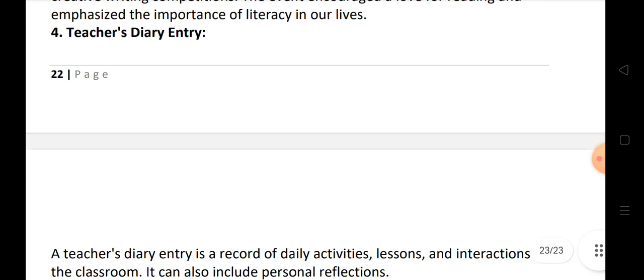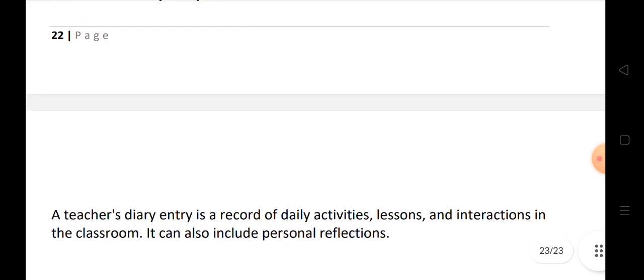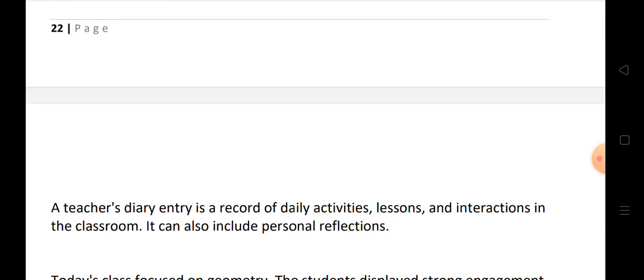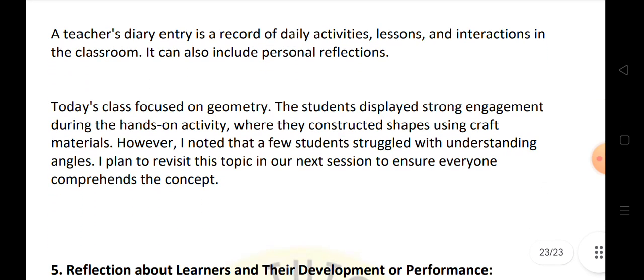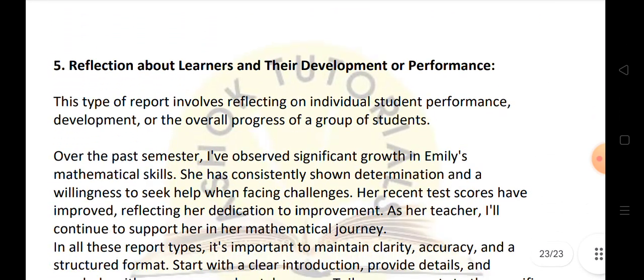Right, now, the teacher's diary. What is a teacher's diary? A teacher's diary contains entries recording daily activities, lessons, and interactions in the classroom. These are activities which a teacher can personally record: what classes he has taken, what feedback he needs to give, or what activities were done. Just like we have personal diaries, a teacher can also have his or her own diary.